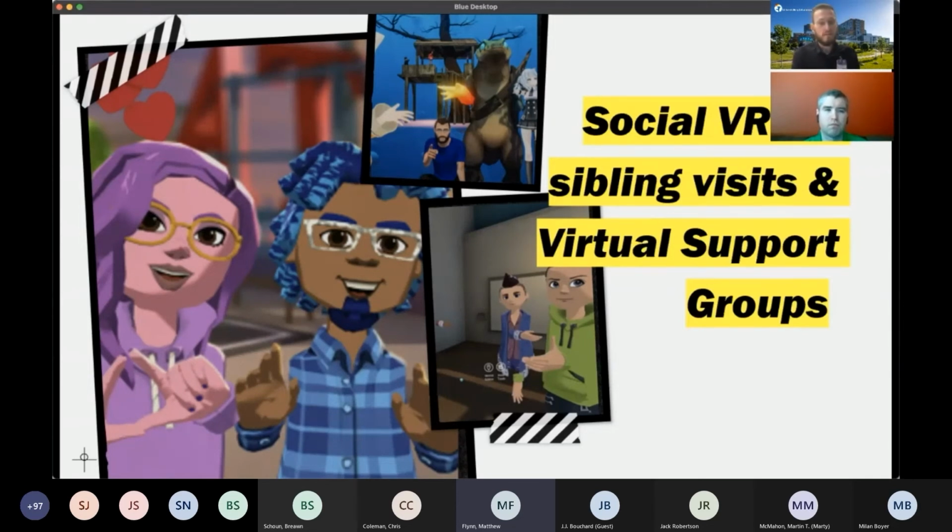So we use these different applications, and you can see a few photos of different siblings meeting up with each other in VR.